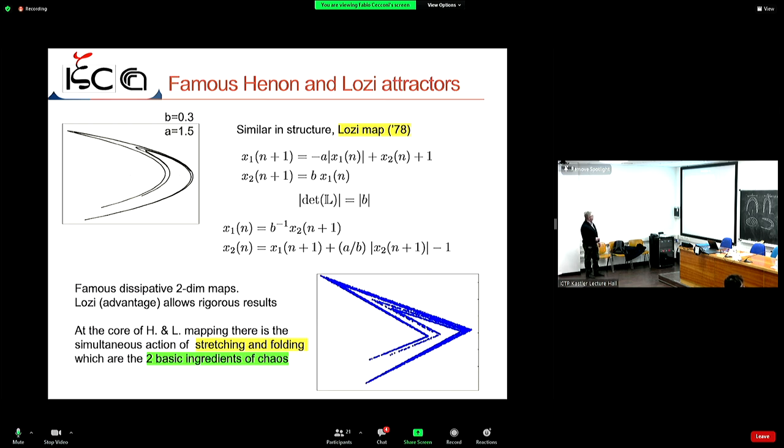You see that there is a folding of the points, no? But also the stretching. And so this is the typical effect of chaos. I repeat, the stretching and folding is a typical mechanism through which chaos develops.